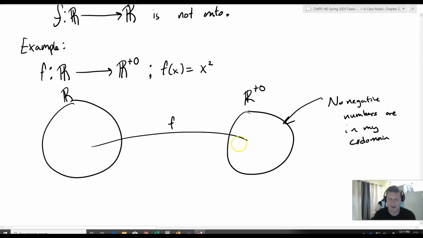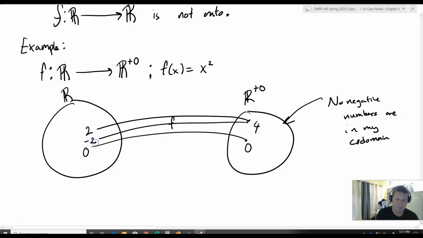So, awesome. What that means is that I don't have the problem that I had in the previous example. There's no -1 in here. There's no -5. There's no negative anything. These are only positive numbers, and 0. So 0 maps to 0. 4 will map to 2 and -2. No problem. All the values in R are going to map to something in R plus, the non-negative values of the real numbers. And so consequently, this function with this codomain is onto.